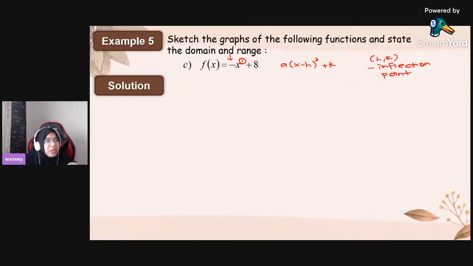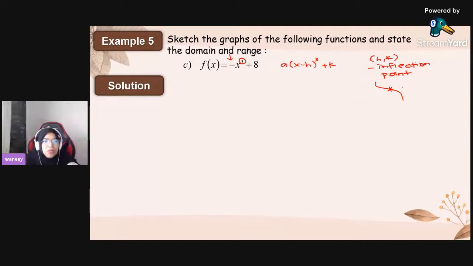Okay, so this one is a negative of x cubed. So that means when you sketch, you are supposed to start from the left-hand side. So it's supposed to be something from the left-hand side, and then somewhere I should change the concavity. So at first we do it like this, nicely, and then going down. Okay, so that is the inflection point.